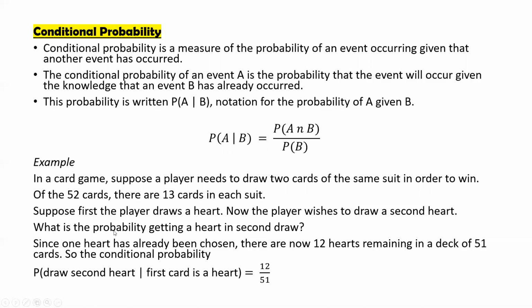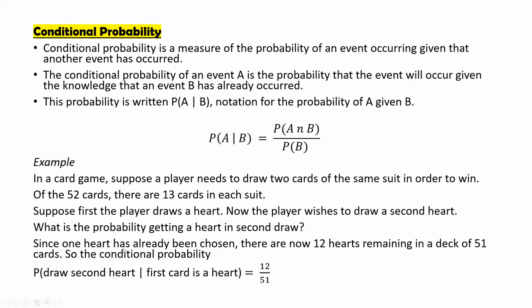Supposedly the player has already drawn a heart. So in order to win, of course, you need a second heart, right? Because they want two cards of the same suit to win. So if you have drawn a heart already, that means for the second card you also need a heart so that you can win. The question now is, what is the probability of getting a heart in the second draw?